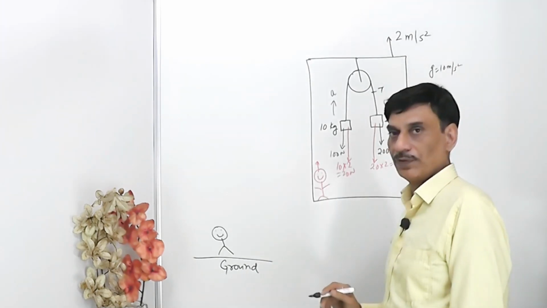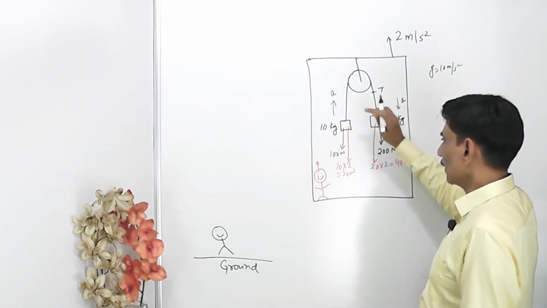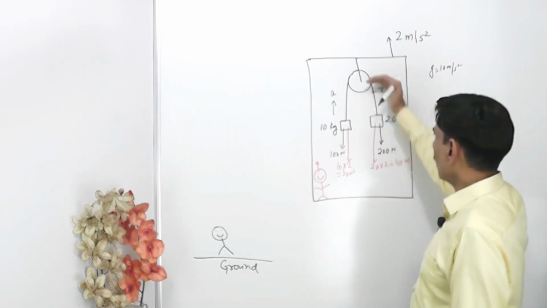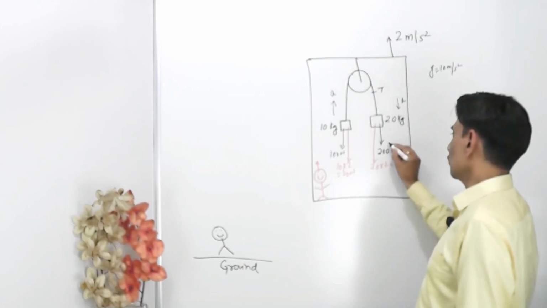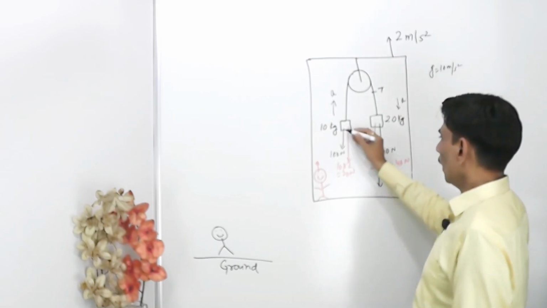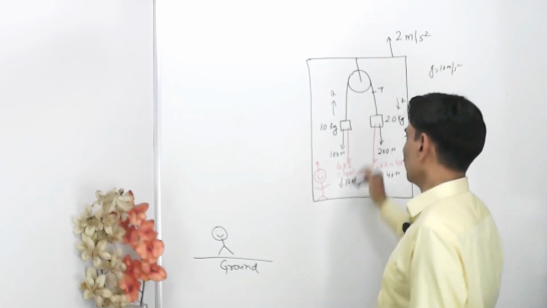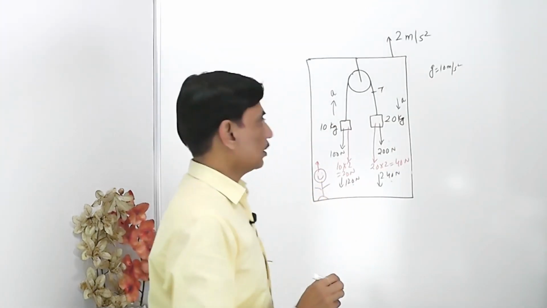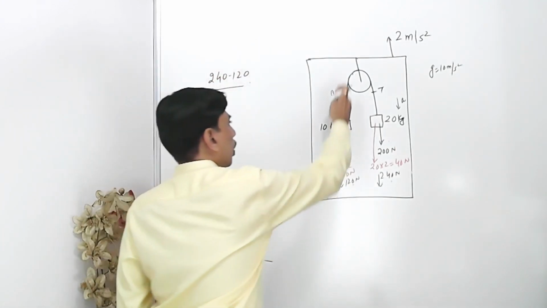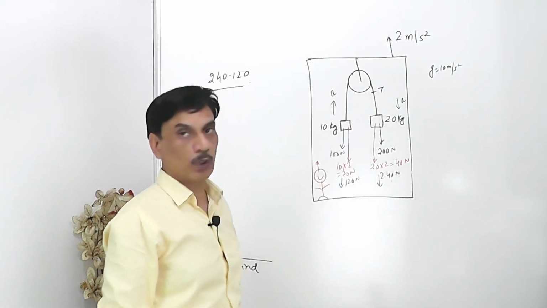So now what does this person observe? This person observes that if this block has an acceleration a downwards, the same acceleration will be observed by this block in the upward direction. So along the string, if we see the net force, this way is 200 plus 40, that is 240 Newton in this direction, and this way it is 100 plus 20, that is 120 Newton being applied in this direction. Along the string, the net force is 240 minus 120. String is being pulled this side by 240 Newton and this side by 120 Newton.